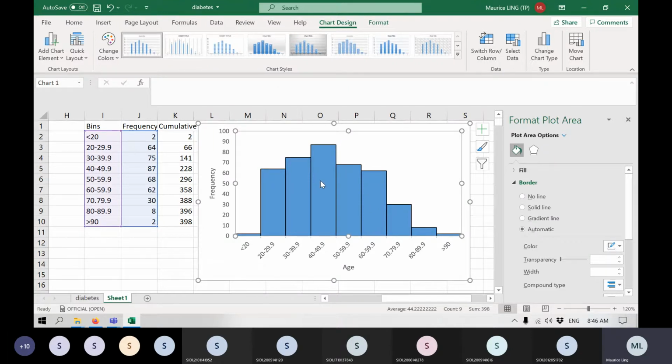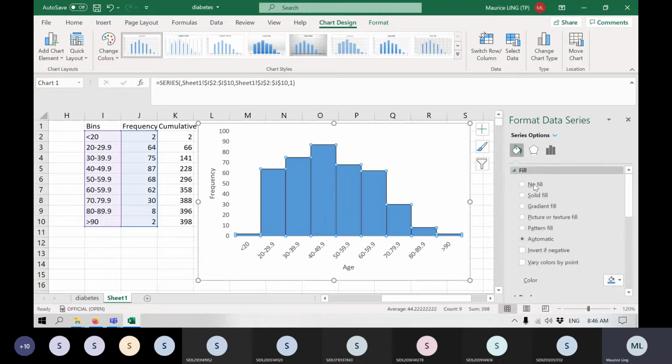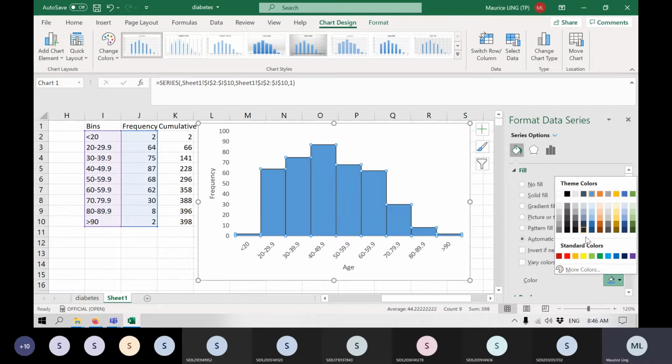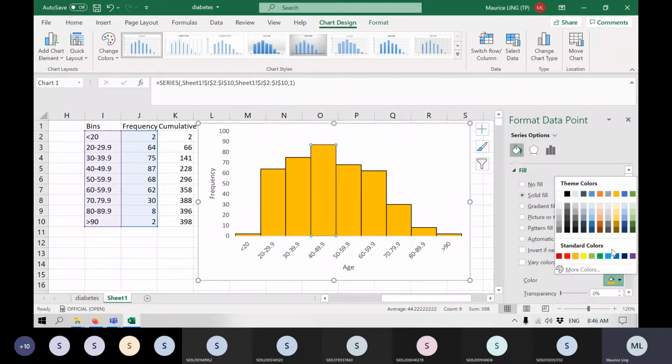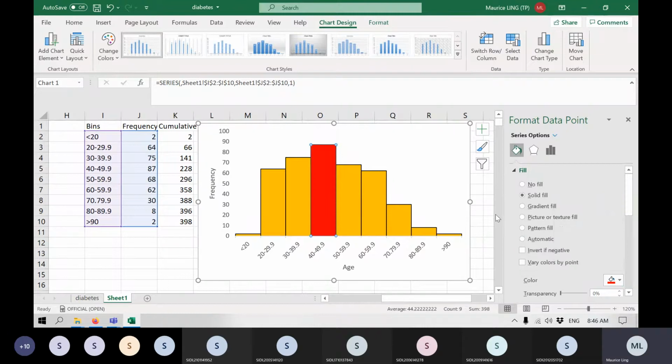You can even change individual bar colors if you want. So you highlight everything, you can change the fill. You can change it to a different color. Okay. I actually dislike the native color of Excel. Or you can even change individual color. So you highlight, I'm not highlighting only one cell, one block. I can change it to a different color. Okay.